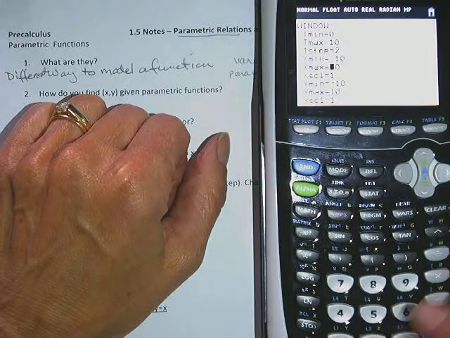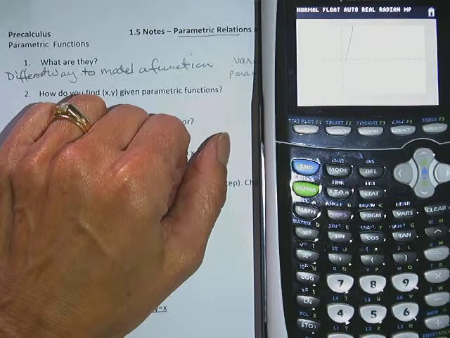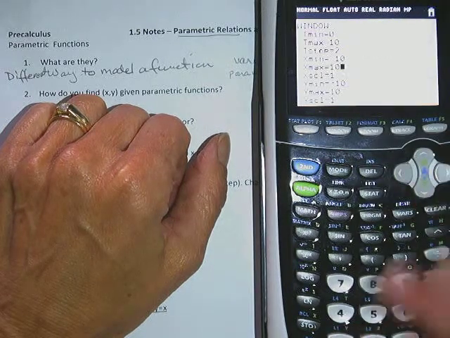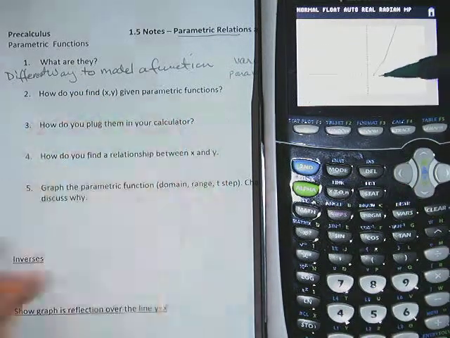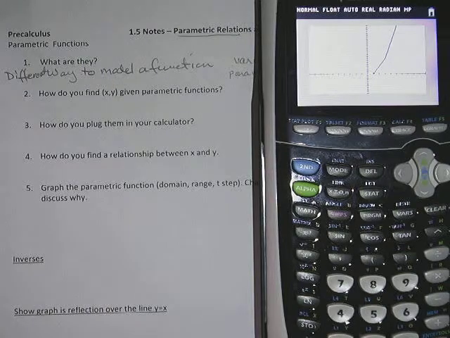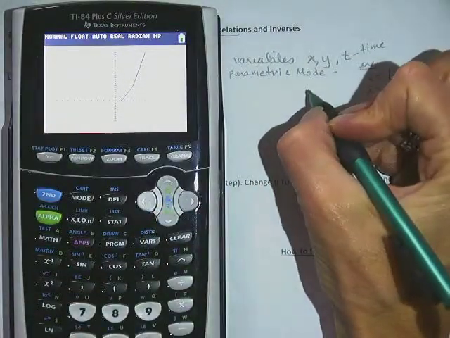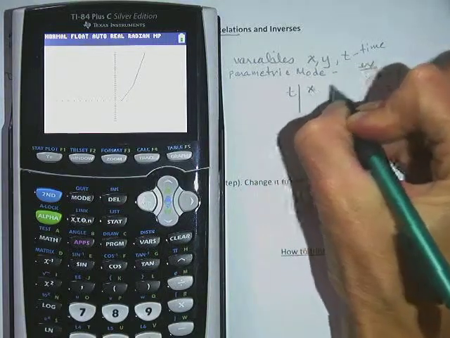Let's try a T step of 2. It goes a straight line and then it jumps up. Do you see that? I don't even know if you can see that on mine very much. If my X max was a little bit higher... Put your T step at 1, just to see what it does. Okay, it's jagged, and it's not a smooth curve.